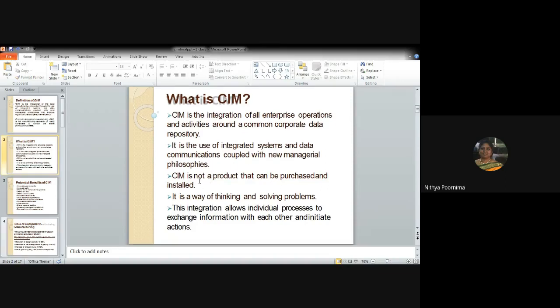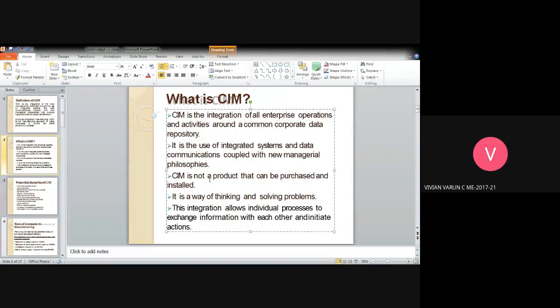Next, CIM is not a product that can be purchased and installed. If CIM is not a product that can be purchased and installed, what is it? Can it be an idea? Do you have any CIM software? Yes, ma'am. We have Solid Edge, ANSYS.